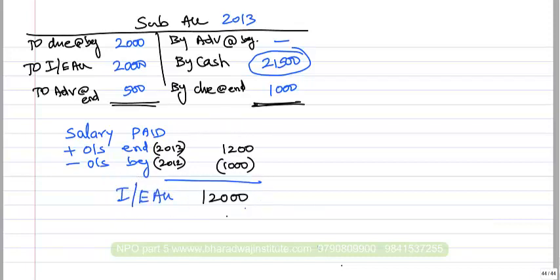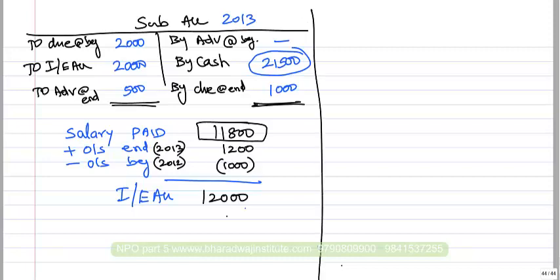Go reverse. 12,000 plus 1,000 minus 1,200. How much do you get? 11,800 is the salary amount paid. What is the next one?